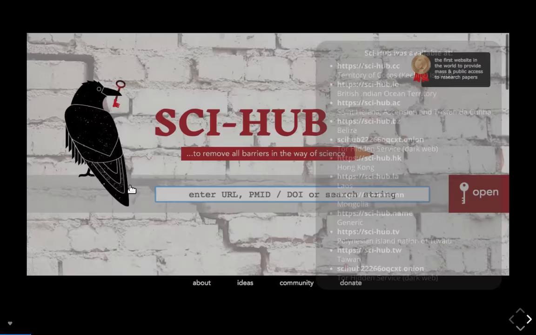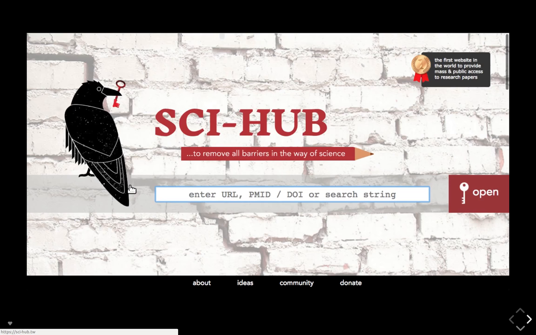The website would look like this if you go to it. And all it really is for is entering the ID of a scholarly article and getting the PDF back. So it's a way to get the full text of an article. In this case, I'll put in a DOI, which stands for Digital Object Identifier, which is just the type of ID that scholarly articles often get assigned.